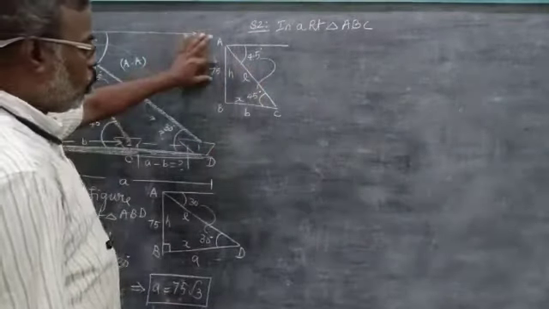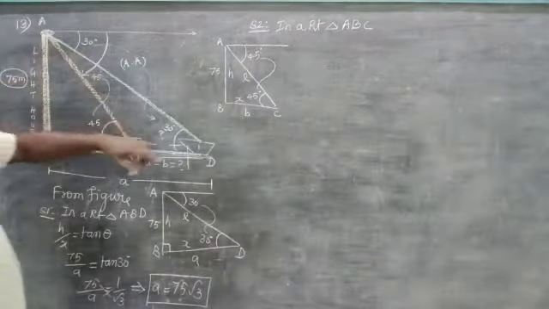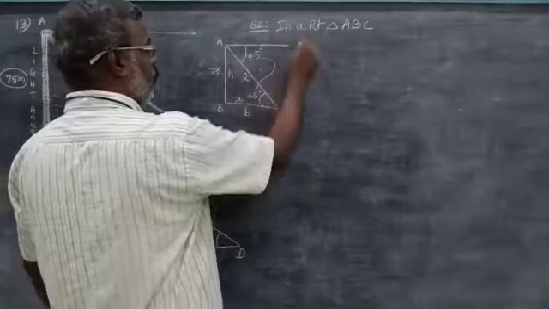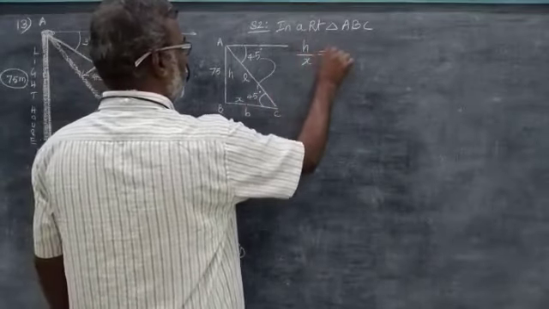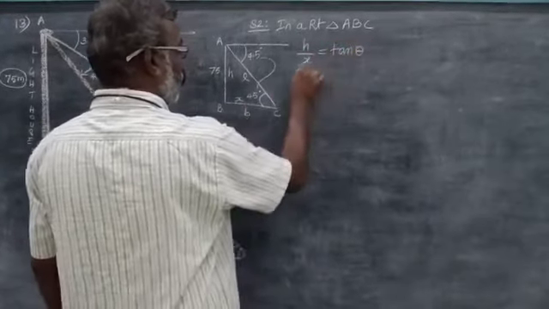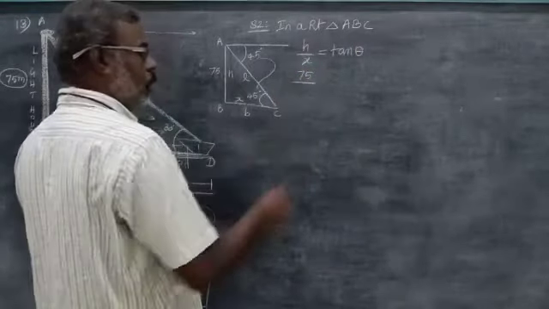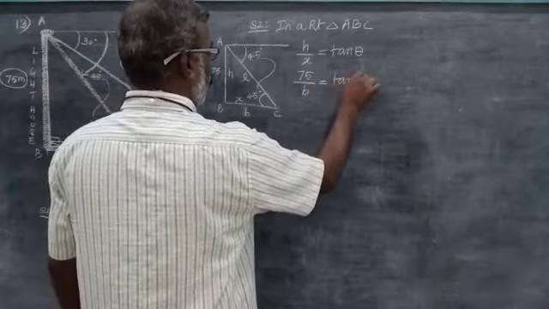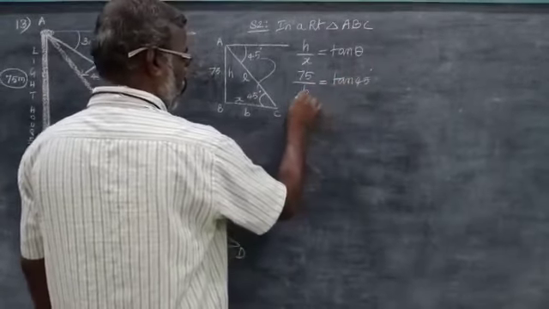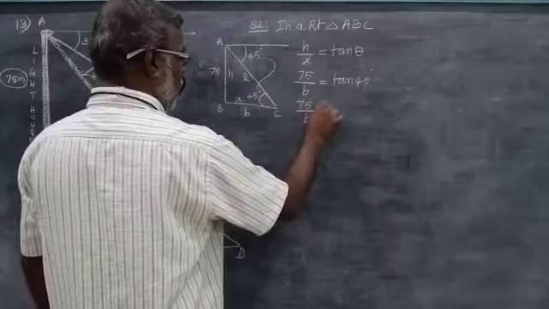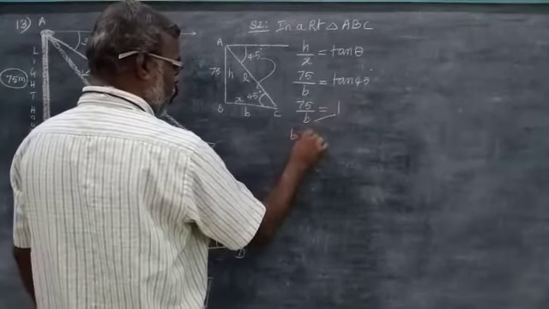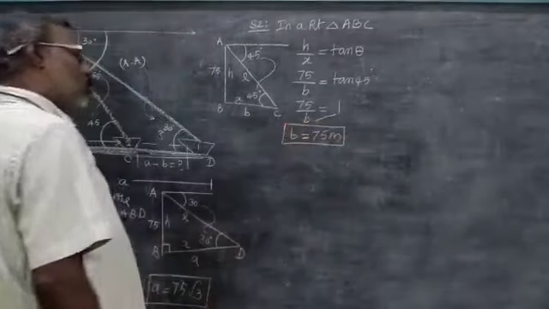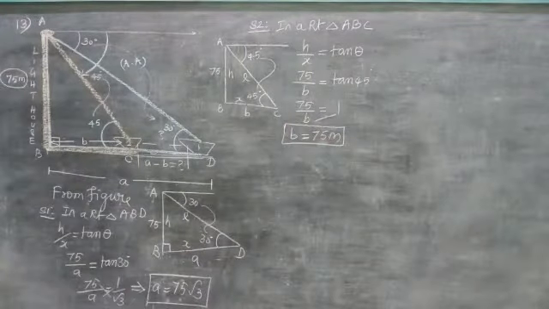The height is common for both the right triangles and we want to find B. Therefore H and B, that is H and X involved, H by X equals tan theta. H is equal to 75 meters, the common part. Instead of X we want to find B, and tan 45 degrees. The tan 45 degrees value is 1. Therefore 75 by B equals 1. Cross multiplying, B equals 75 meters. Therefore the distance of ship 2 from the base of the lighthouse is 75 meters.